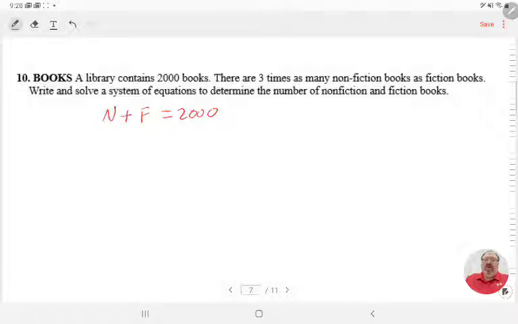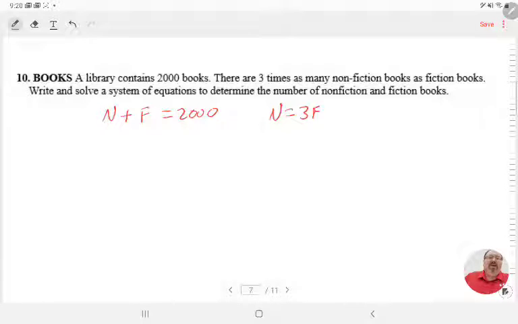And then we know that there are 3 times as many nonfiction books as fiction books. So we could say nonfiction would equal 3F. Okay? Since there's 3 times as many nonfiction books, you would have to multiply fiction times 3 to equal each other. Okay? Now we could change this.